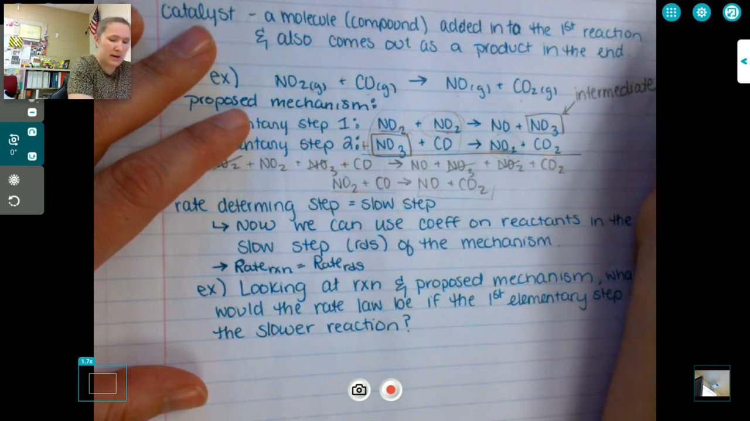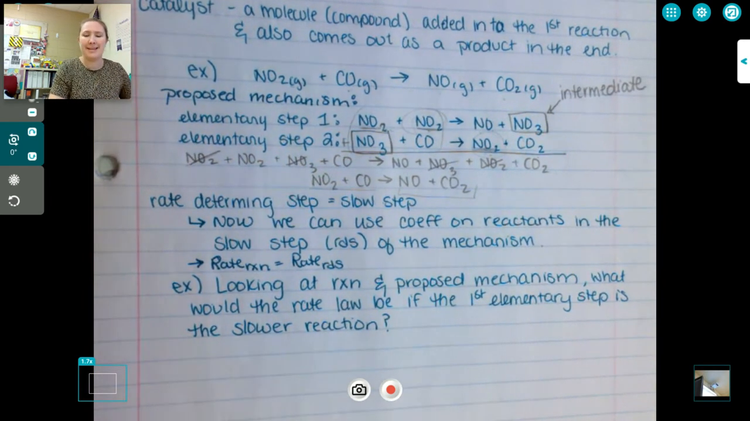So it's usually some awkward form. It's at a higher energy, and it gets made, but then we right away go ahead and react it with something else and change it and move it into something else. Okay, so this is an intermediate.